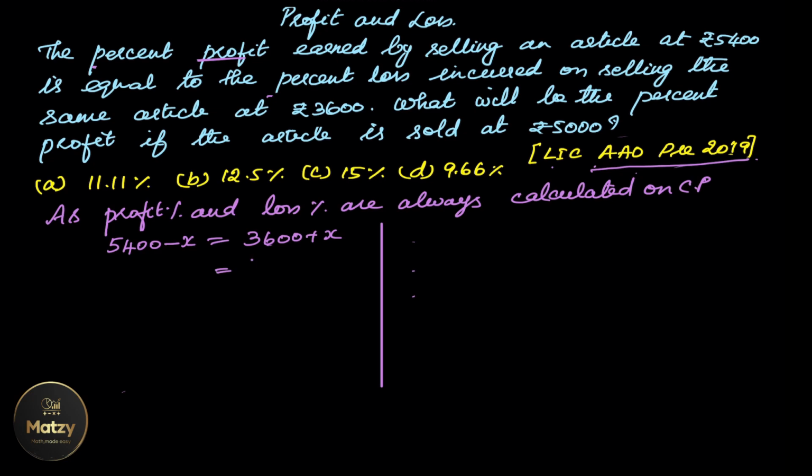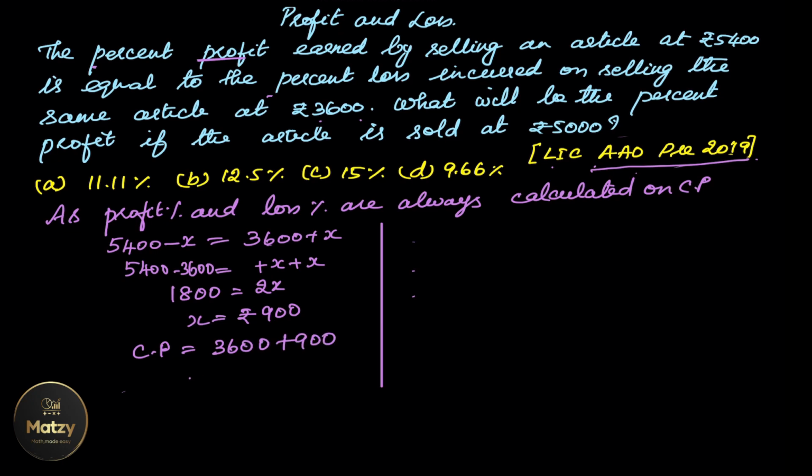Let us see. I'm bringing all the X terms to this side. Here plus X is there, I brought this X to this side. So 5,400 minus 3,600, that is 1,800, is equal to 2x. So the x value is rupees 900. If you add that 900 rupees to 3,600, you will get the cost price. So CP is equal to 3,600 plus 900, that is rupees 4,500.